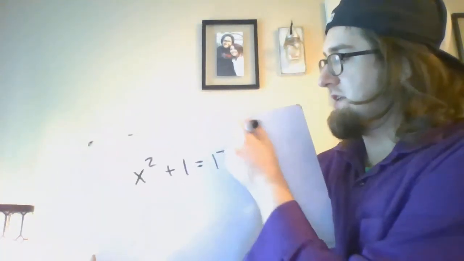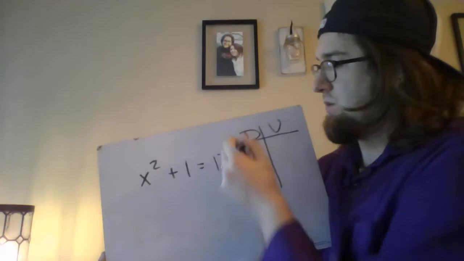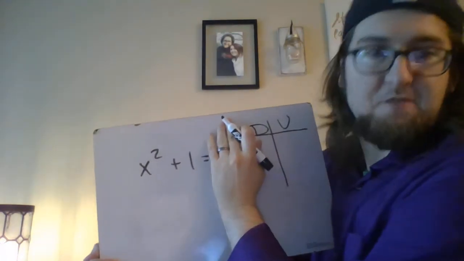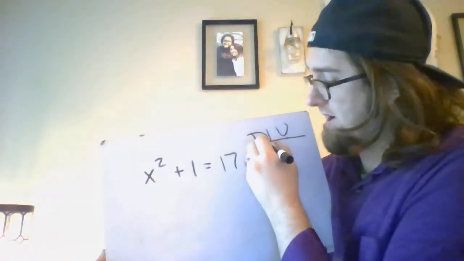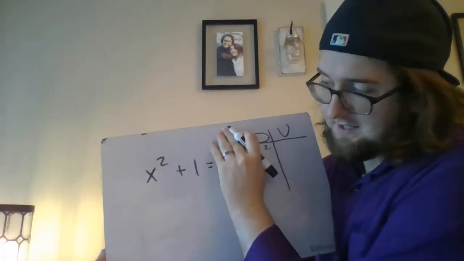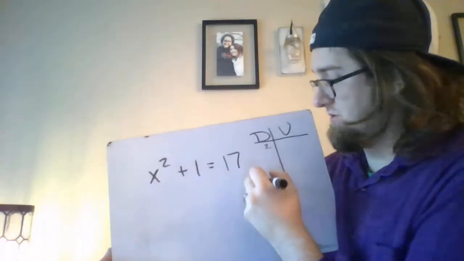Okay. Then we've got another problem. x squared plus 1 equals 17. This is a two-step equation. So I'm going to create my do-undo list again. And I want to say, okay, what is being done first to that x? Very first, order of operations. Parentheses, no. Exponents, yes. It's being squared. What's being done second? We're adding 1.